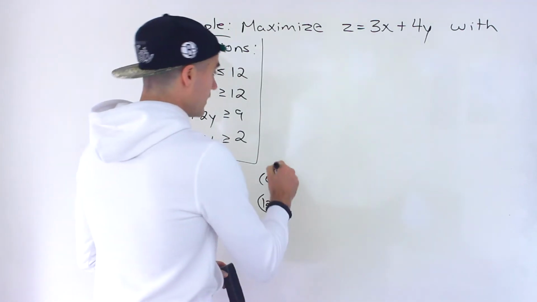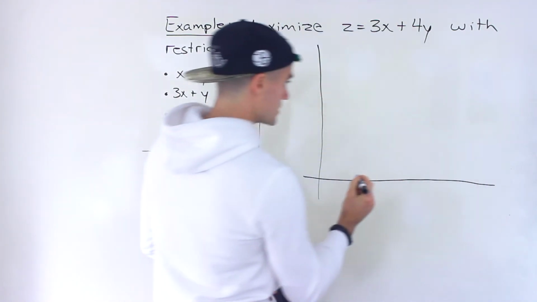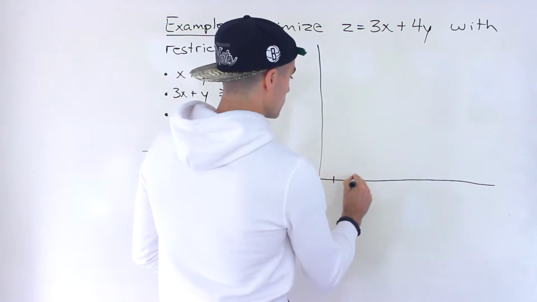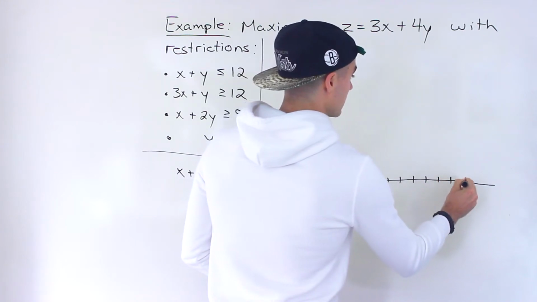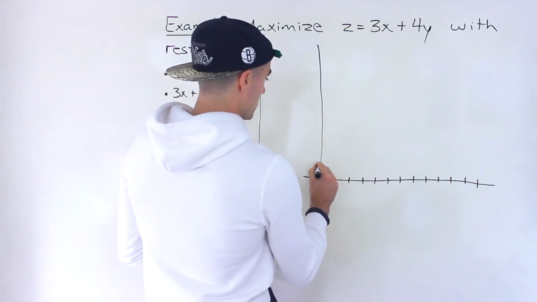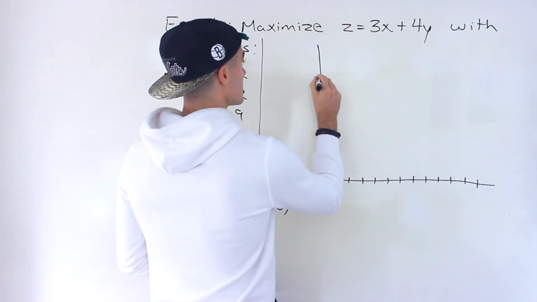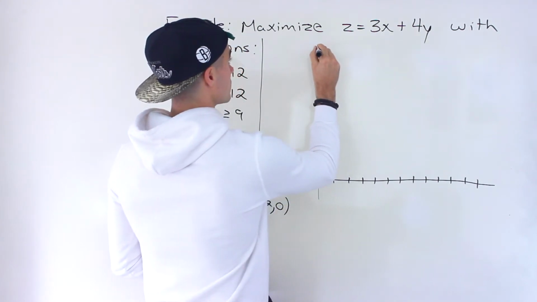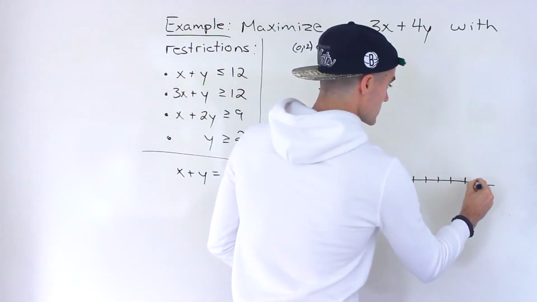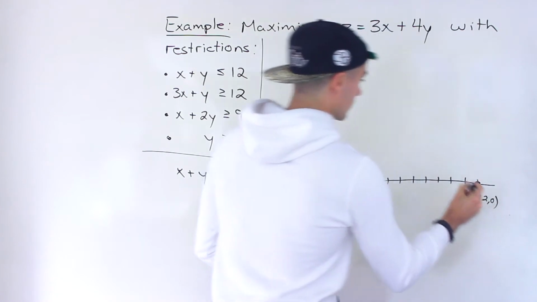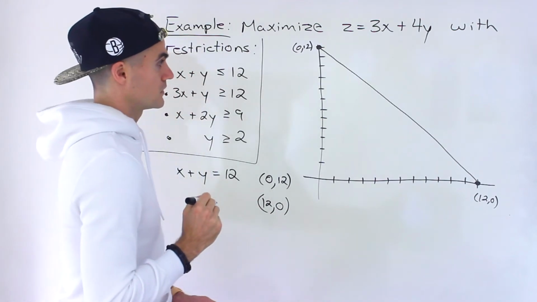And so if we graph both of these, let's make a graph here. Let's try to keep it as much to scale as possible. So we'd have 1, 2, 3, 4, 5, 6, 7, 8, 9, 10, 11, 12, and then same thing up here, 1 through 12. So we'll have 0 and 12, and then we'll have 12 and 0 down here. And so connecting these points, we'd end up with that line right there.